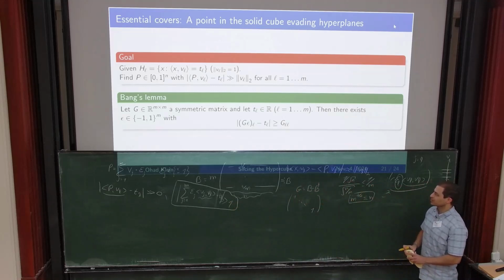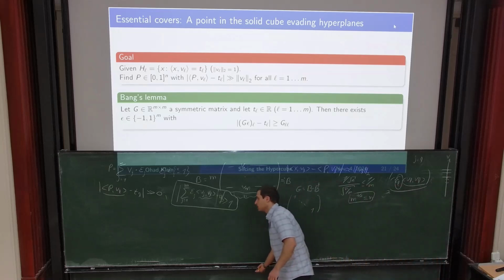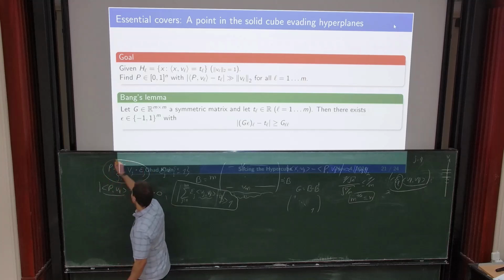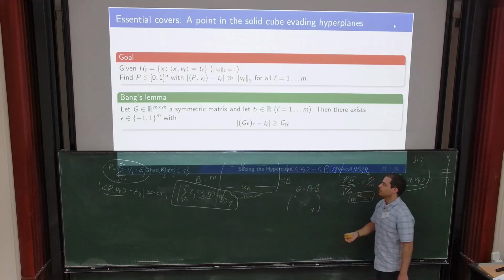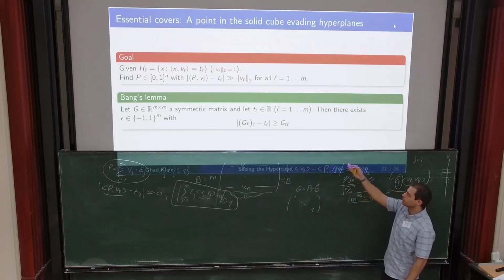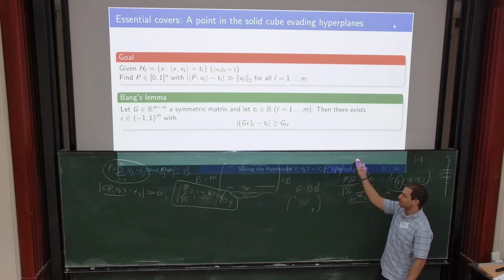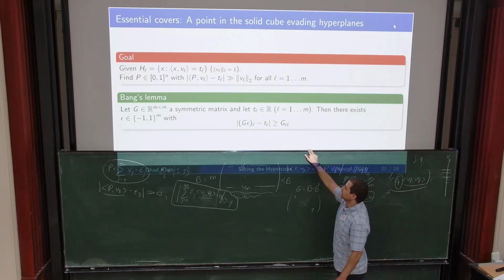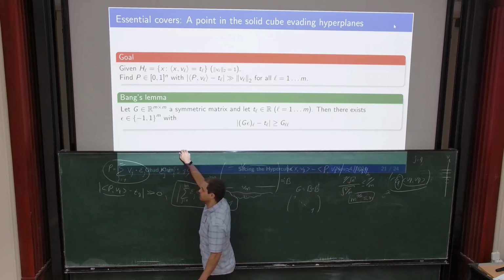Okay, so this was quite too easy. We forgot one thing. We forgot that we want our point P to be inside the solid cube. Actually, this part of the proof could take care of larger M. So what really bounds us is that P needs to be in the solid cube.